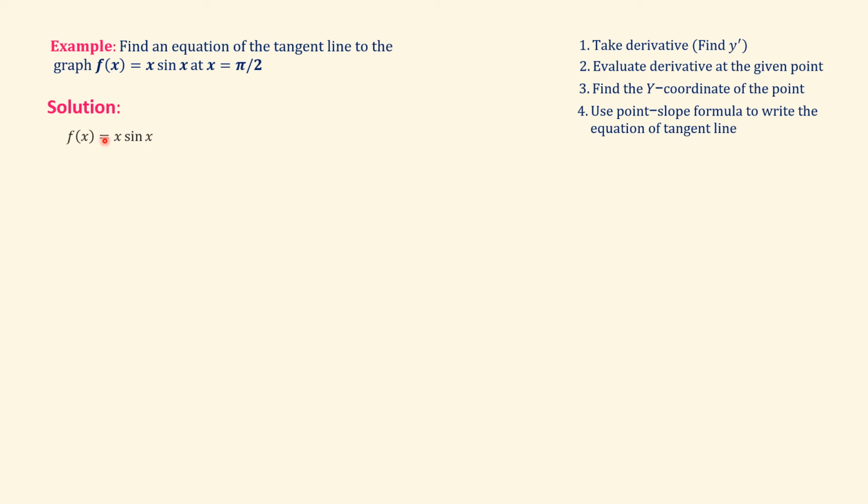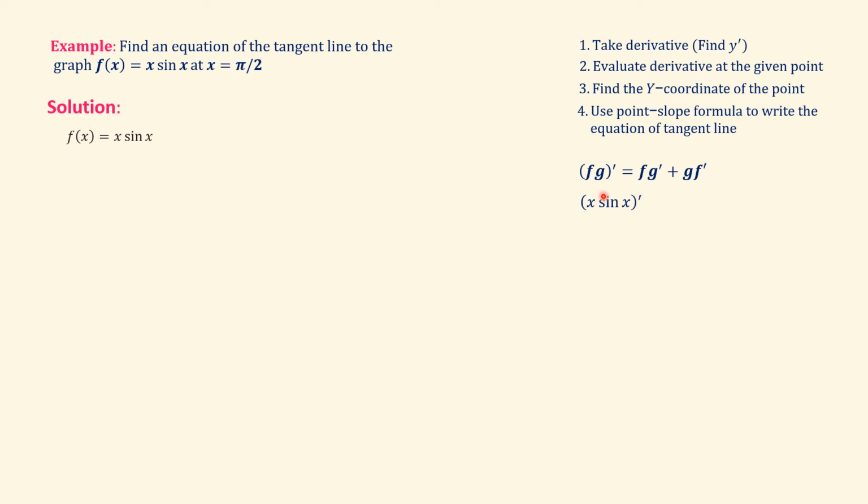Note that we have two terms, x and sine of x. We have the product of two terms, so we have to use product rule. Let me remind you product rule. The derivative of f times g, product of two functions, is write the first function times the derivative of the second function plus the second function times the derivative of the first function.